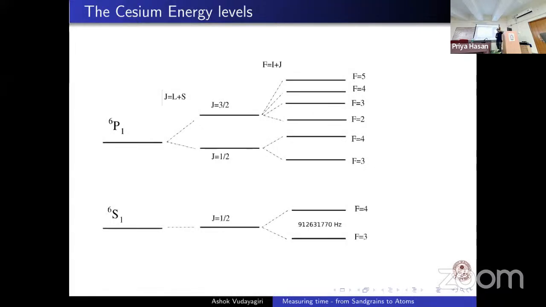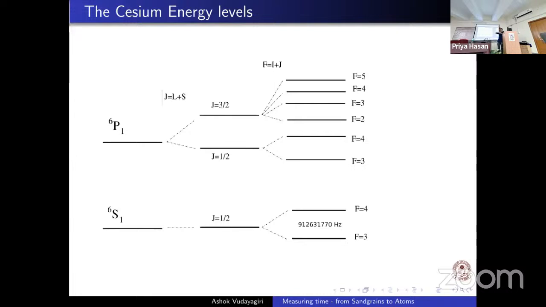Then, in some of the alkali atoms, L and S also couple to nuclear spin to give hyperfine levels. For cesium, the nuclear spin is 7 by 2, and therefore I get 7 by 2 minus half, which is 3, and 7 by 2 plus half, which is 4. This also gets complicated, but right now we'll not worry about it. We'll look at only these two. These are the two hyperfine levels of cesium, and they are approximately 9,192,631,770 hertz, and that has now been accepted as a standard.